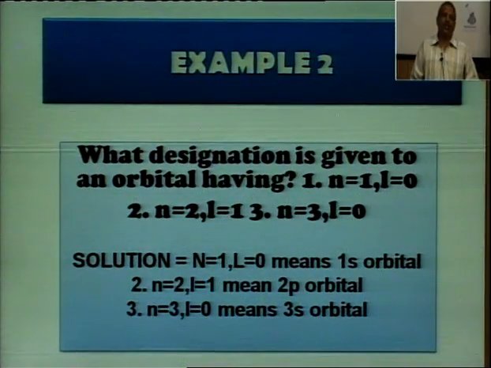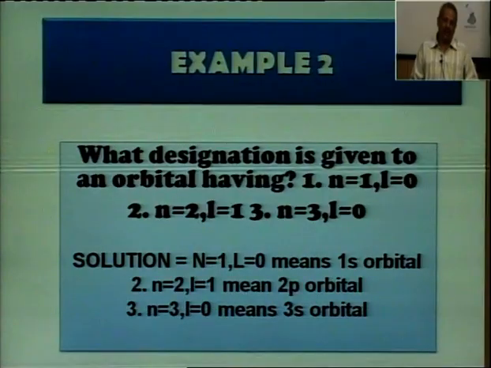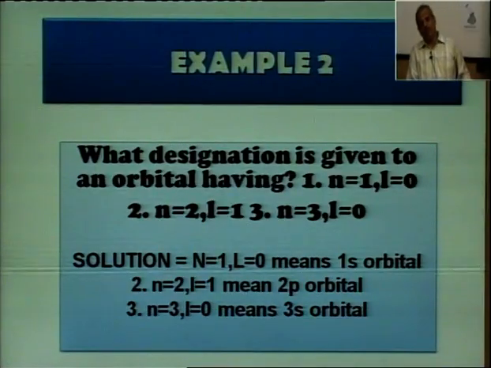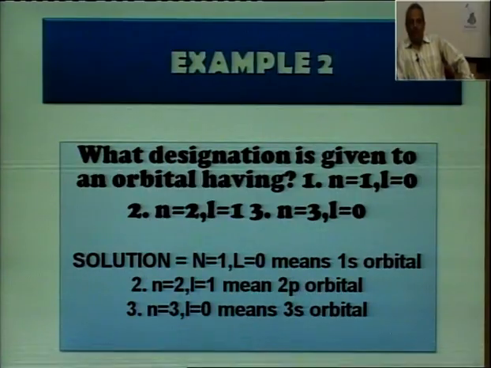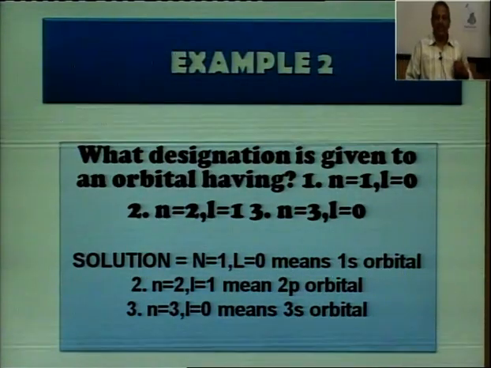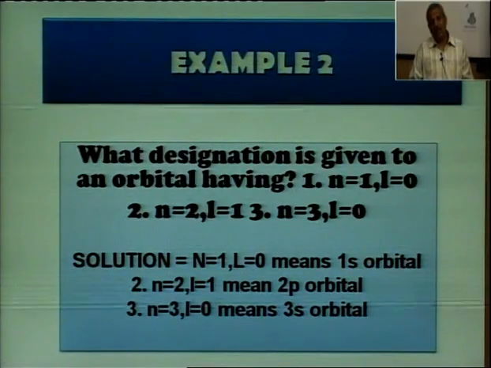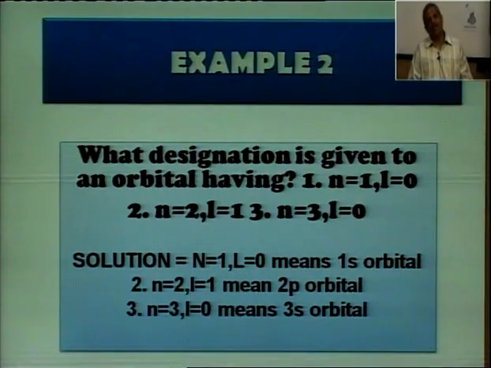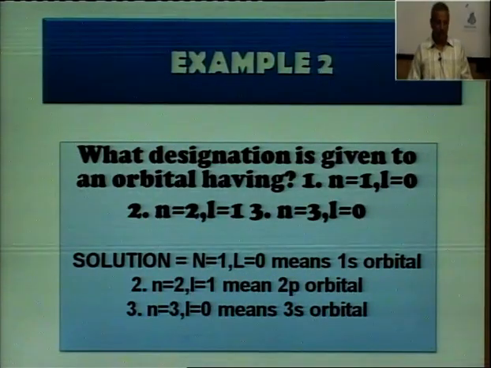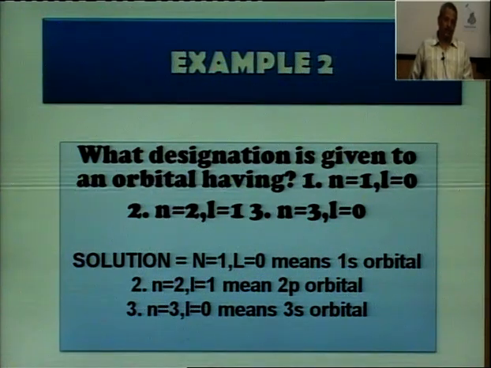So, there is another example. The values of the 4 quantum numbers are given. If we know the values of the 4 quantum numbers, can we locate the exact position of the electron? So, n is 1, L is equal to 0, m is equal to 0. So, where is the electron?